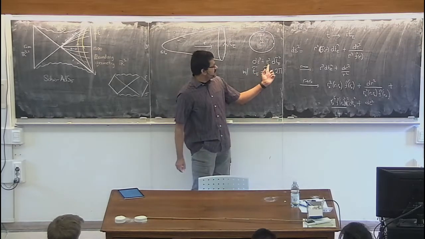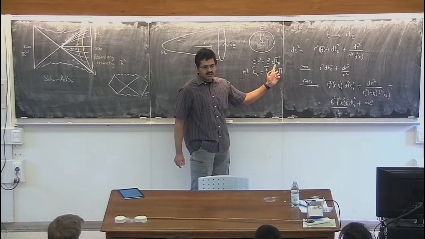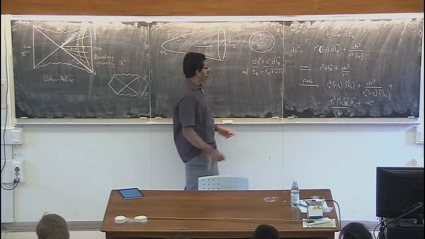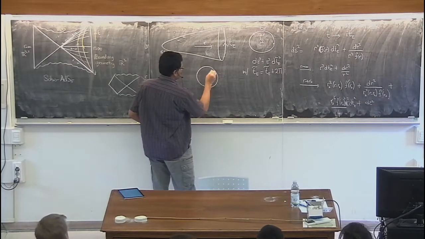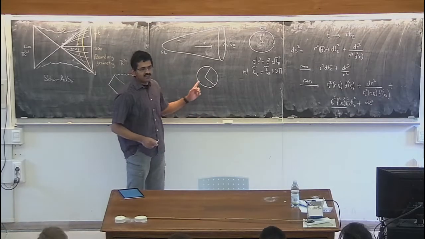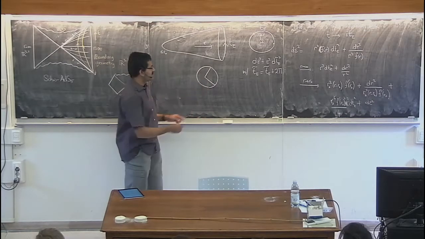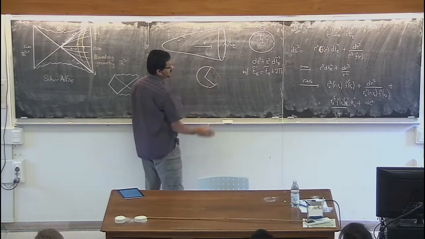Polar coordinates are regular only if the angle traverses 2 pi. Because if the angle doesn't traverse 2 pi, you don't have a disk, you have a pizza wedge. You have a singularity here, a conical singularity, when you've cut out a wedge from the disk.